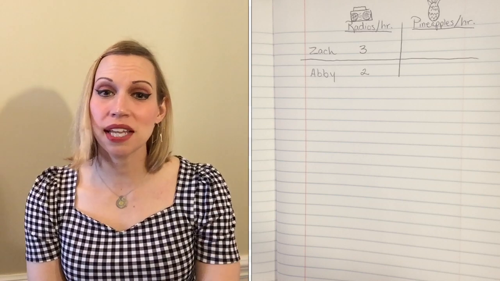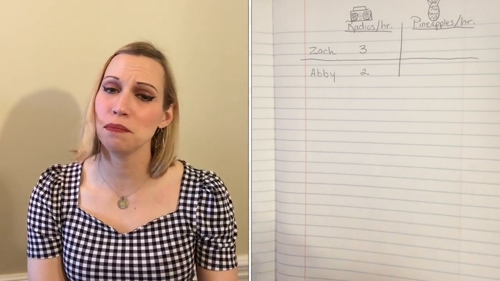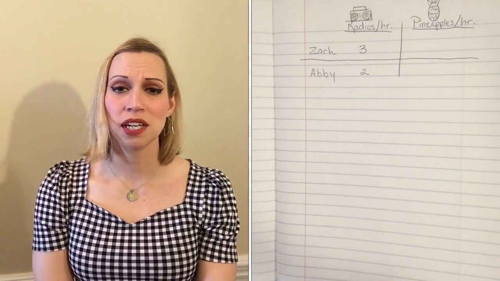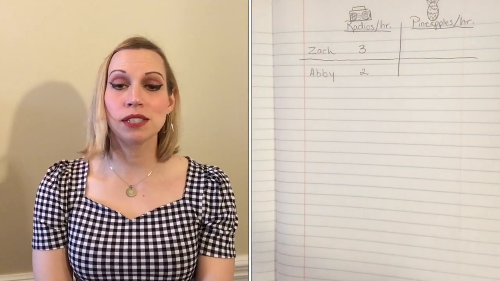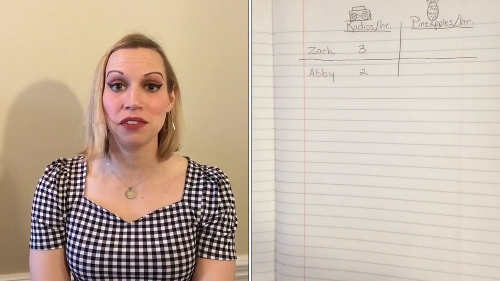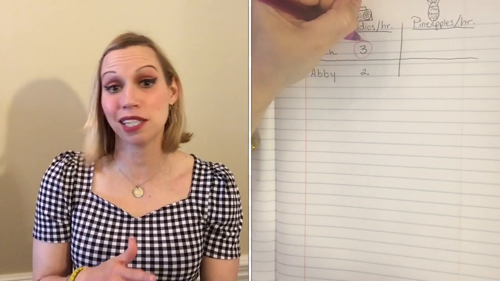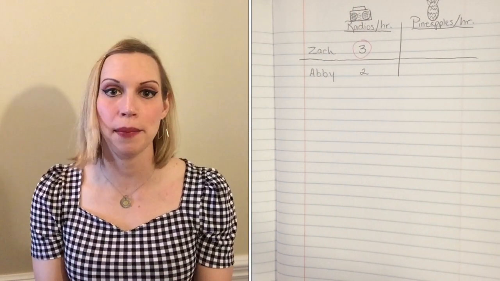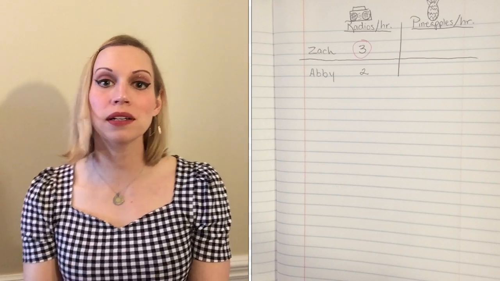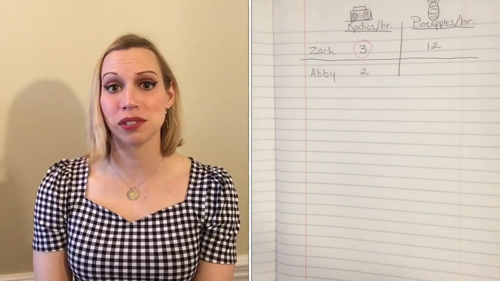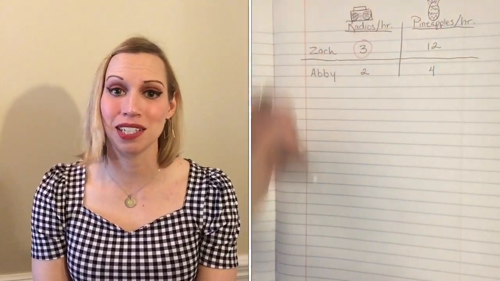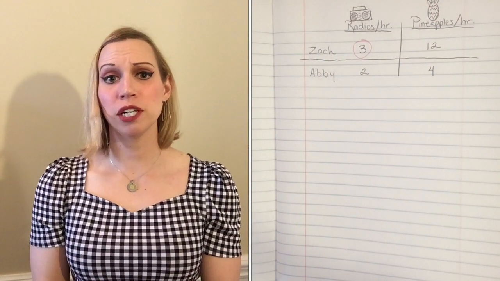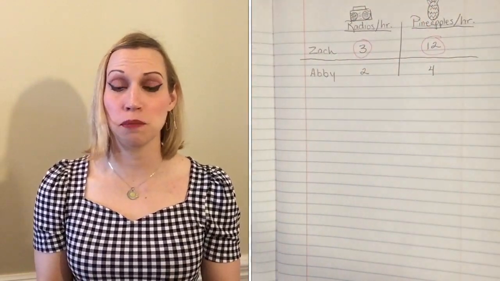So just looking at that data right there, who can make more radios in an hour? Of course, Zach can, all right? So we would say that Zach has the absolute advantage in making radios because he can do more with less time. He's flat out better, he's faster. He can make 3, Abby can only make 2. What about collecting pineapples? We see that Zach can collect 12 pineapples in an hour and Abby can only collect 4. So we have a situation where Zach has the absolute advantage in both tasks.